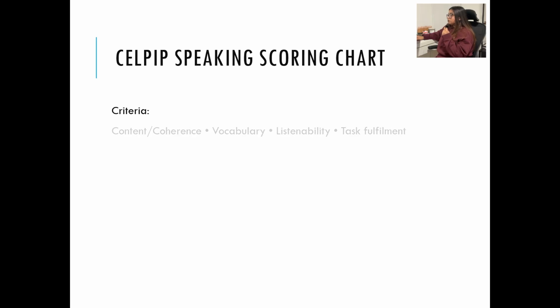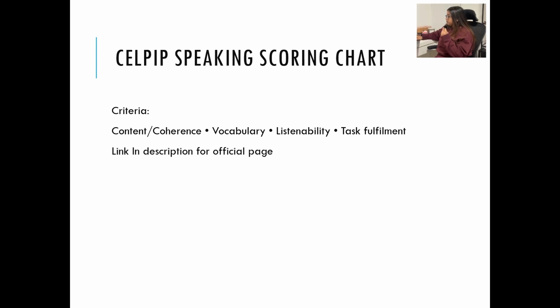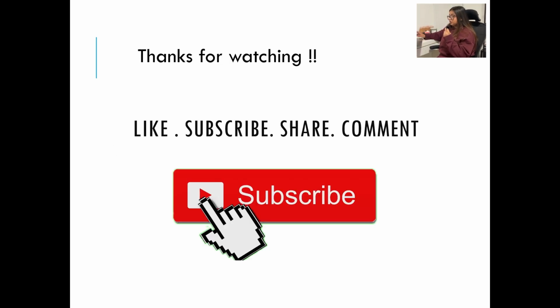The speaking scoring chart is based on content, coherence, vocabulary, listenability, meaning whether you are clear or not, and your task fulfillment. Task fulfillment is what I meant by adding pointers and adding details to your answers. I will add the link of the official scoring chart in the description, so you can go ahead and check.